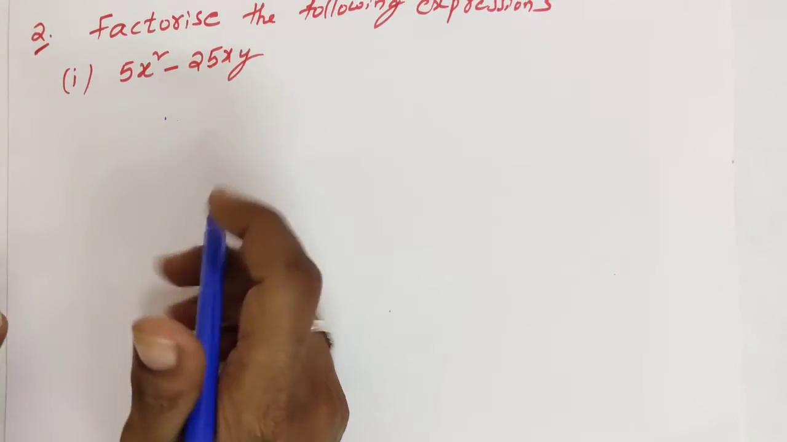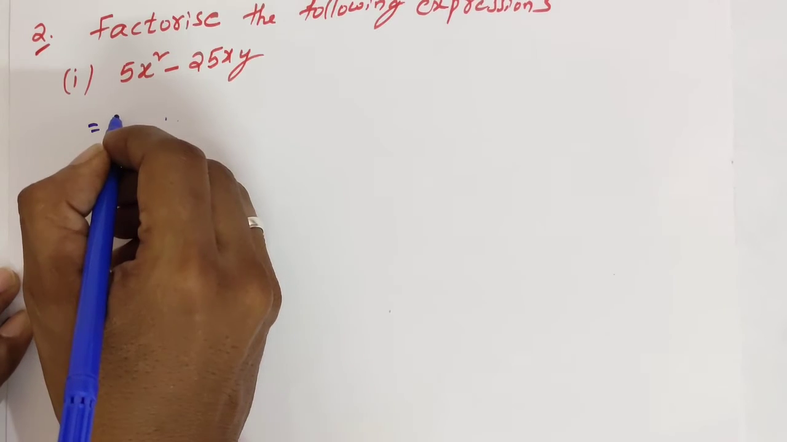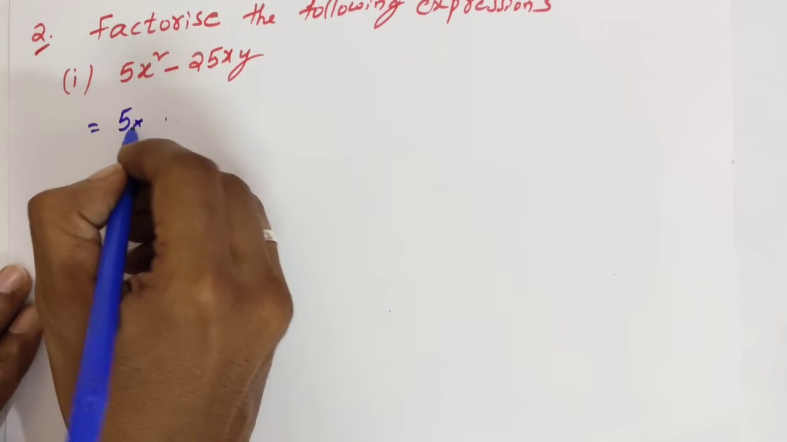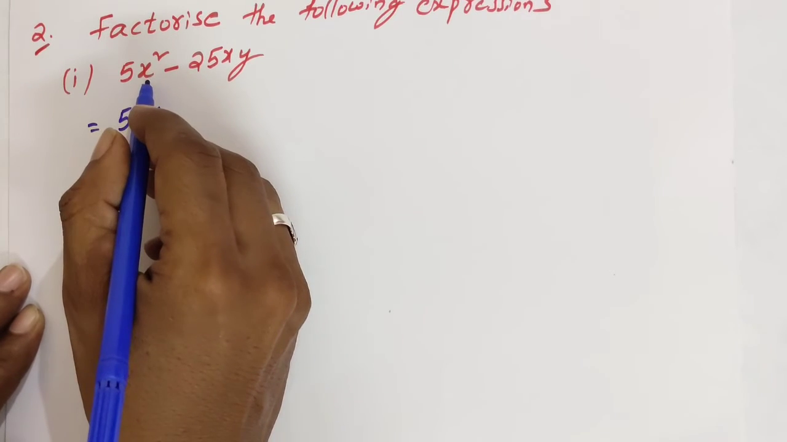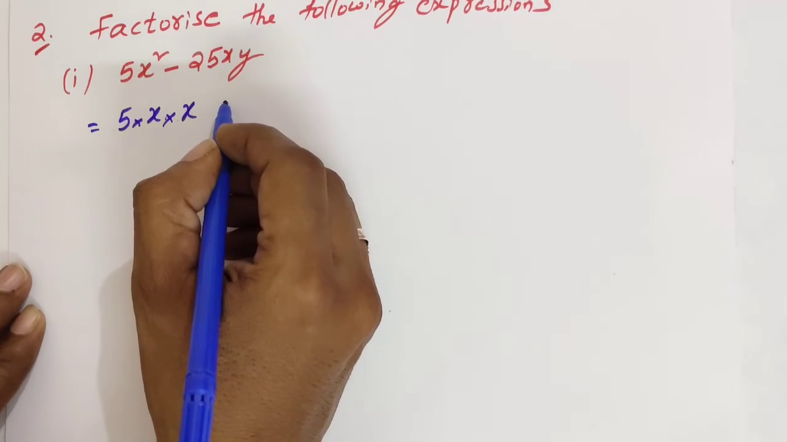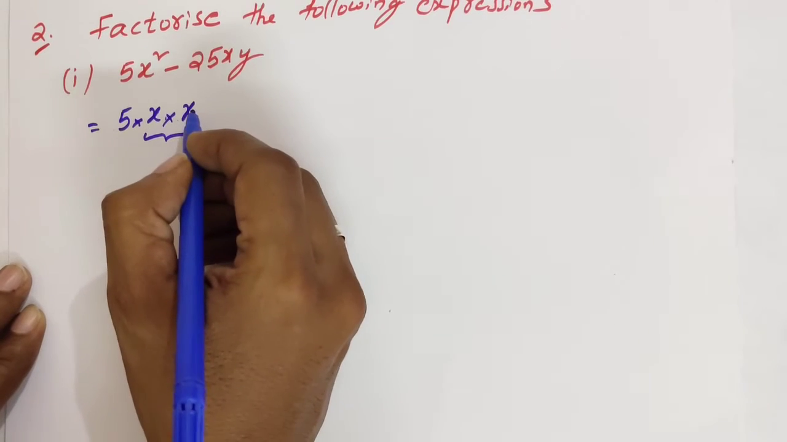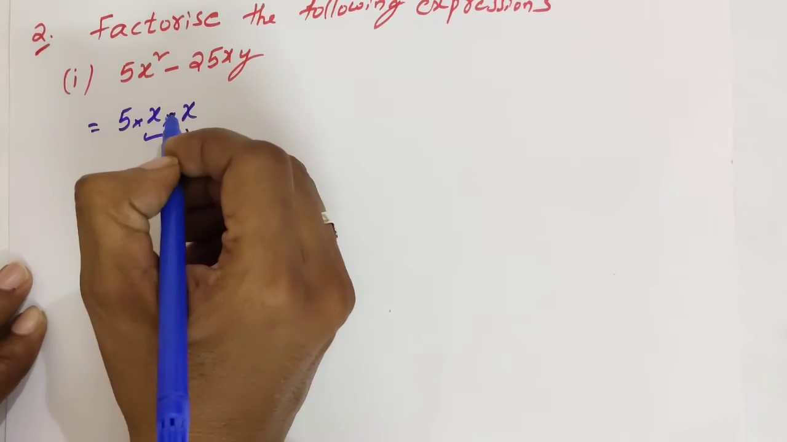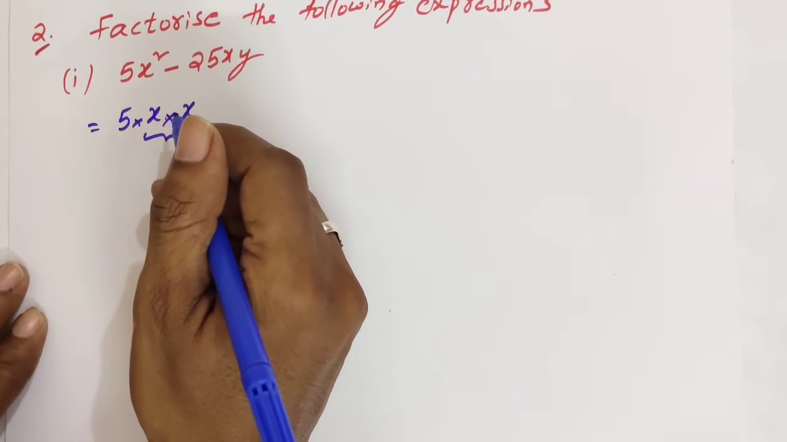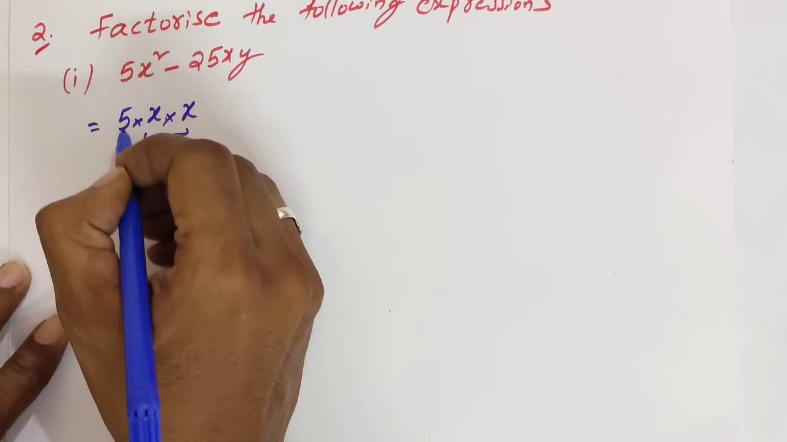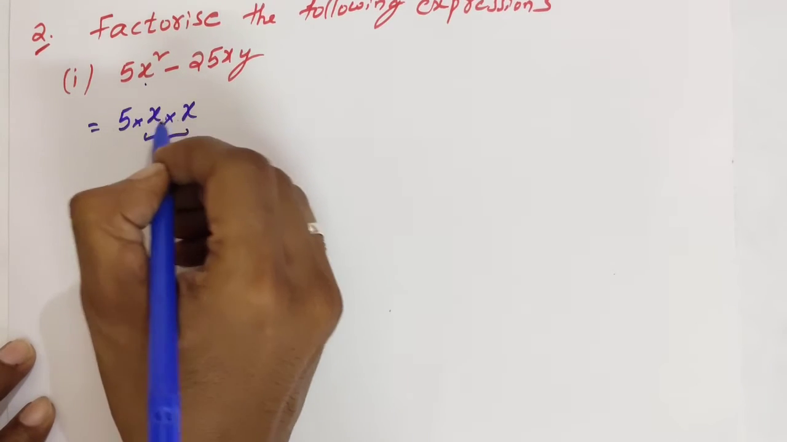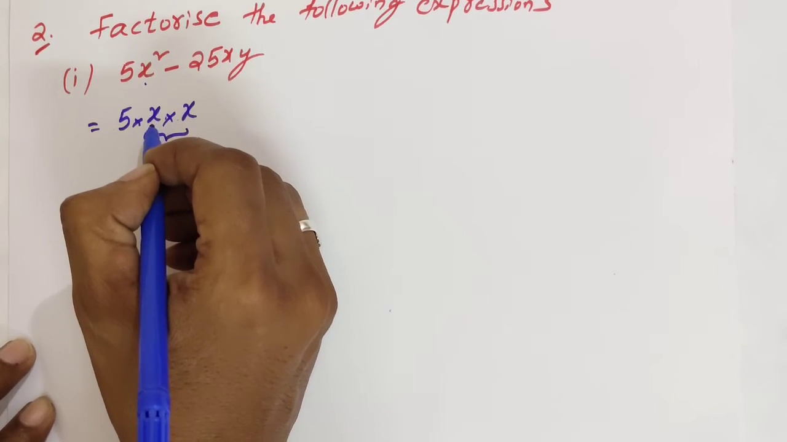So see the process children. In the first step you have to write the expanded form, that is 5x square can be expanded as 5 into x square, which can be written as x into x. Here x and x are the most possible factors of x square, that is irreducible factors. Already we learned yesterday in the previous video. So here 5 has actually 5 into 1, but no need to write that one here. So now here x square is written as x into x.